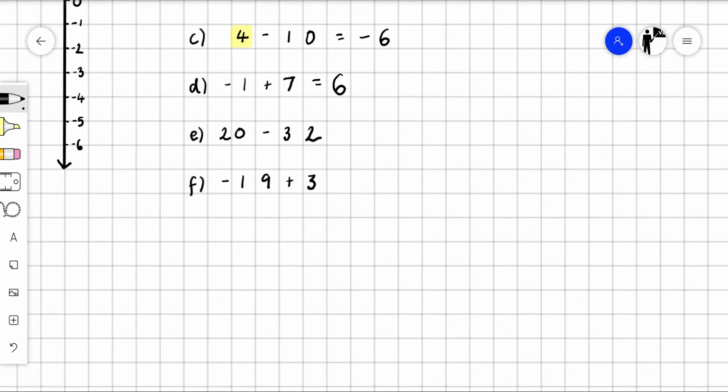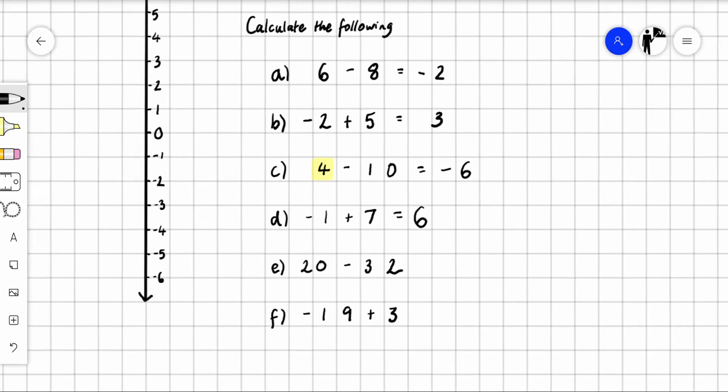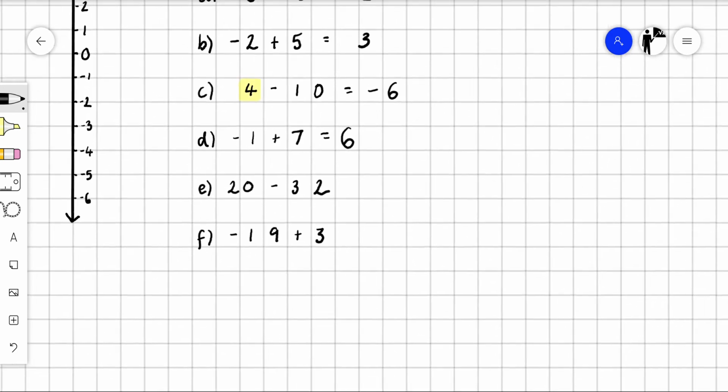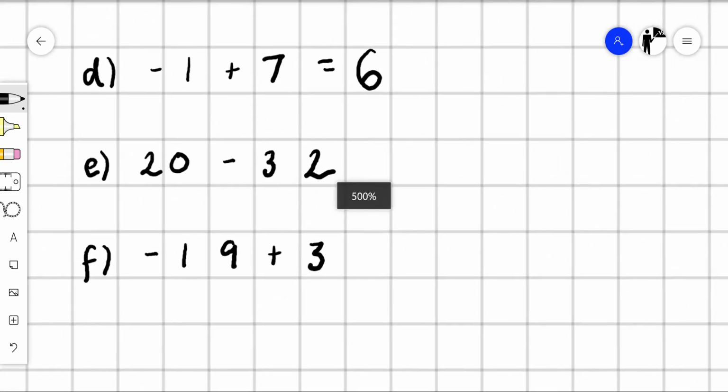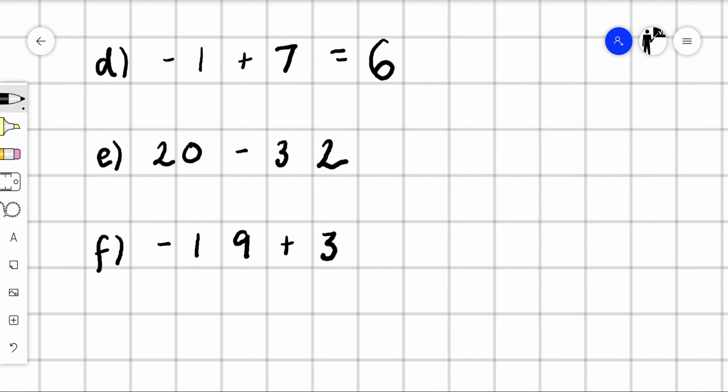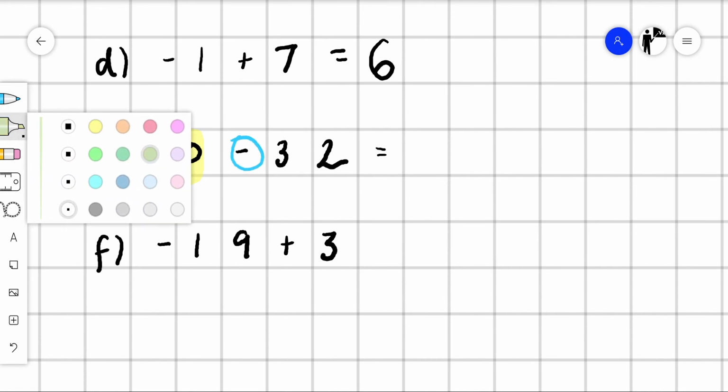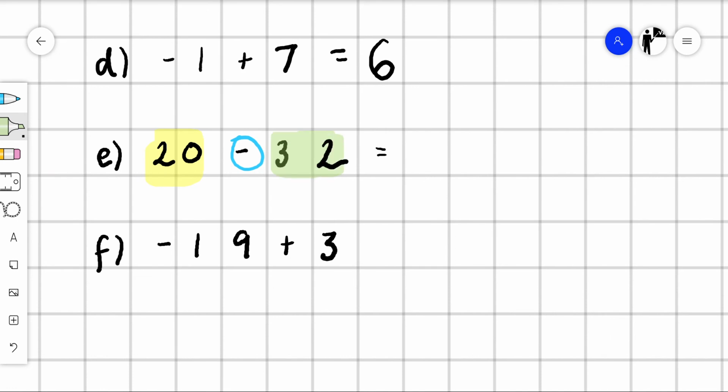Notice for E and F, I'm using numbers here that are not in my number line, so we're going to almost have to try and picture this in our heads. So 20 subtract 32. That means that on our number line we're going to start at 20 and then we're going to move down 32. So we're starting at 20 and we're moving down 32.